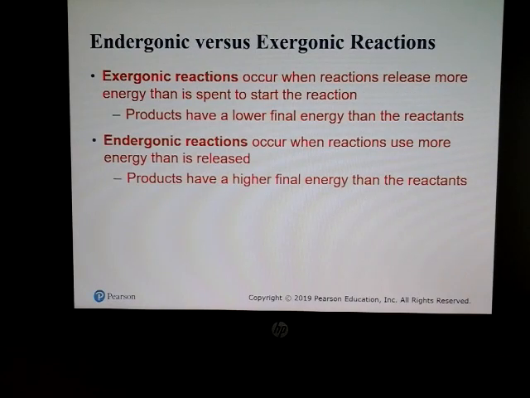Now we'll be talking about energy production this semester, and two terms I'd like you to know are exergonic and endergonic. Exergonic reactions occur when reactions release more energy than is spent to start the reaction. The products have a lower final energy than the reactants. Endergonic reactions occur when reactions use more energy than is released. So the products have a higher final energy than the reactants.